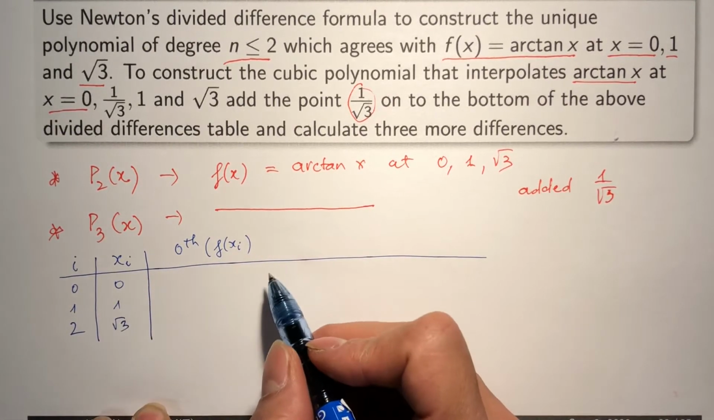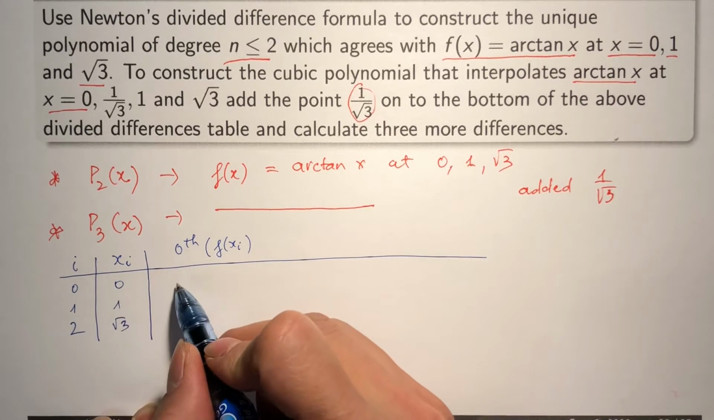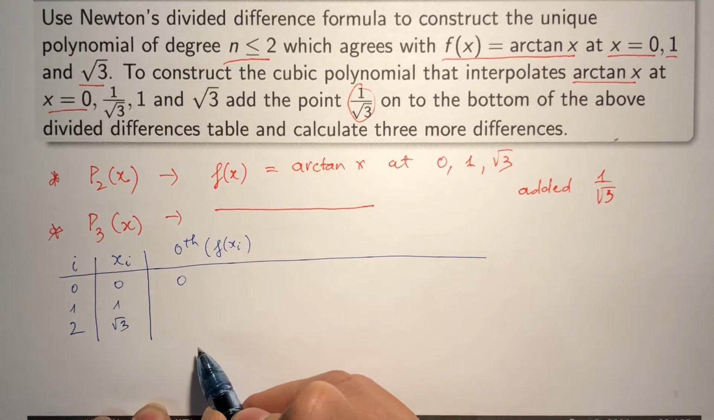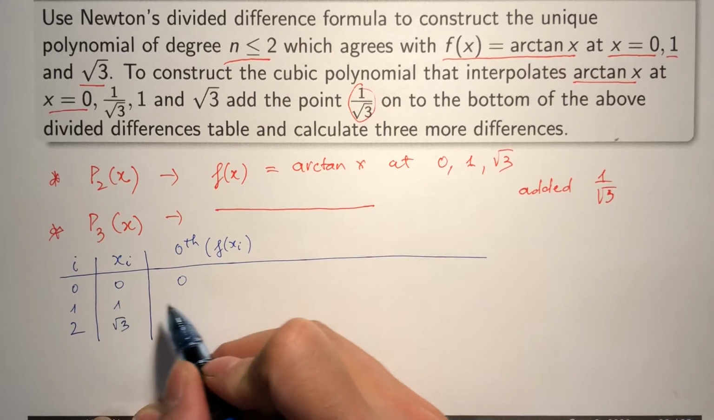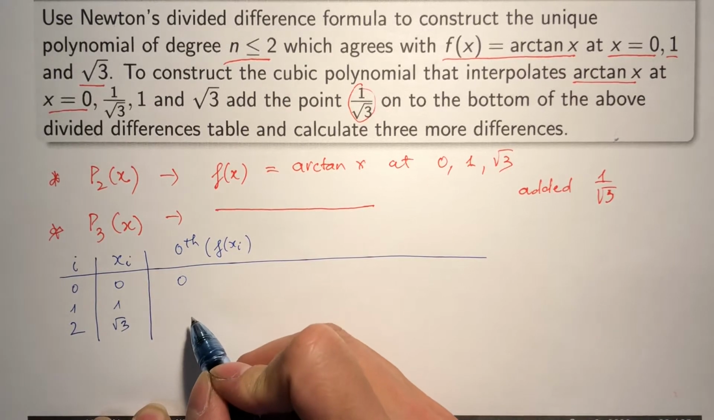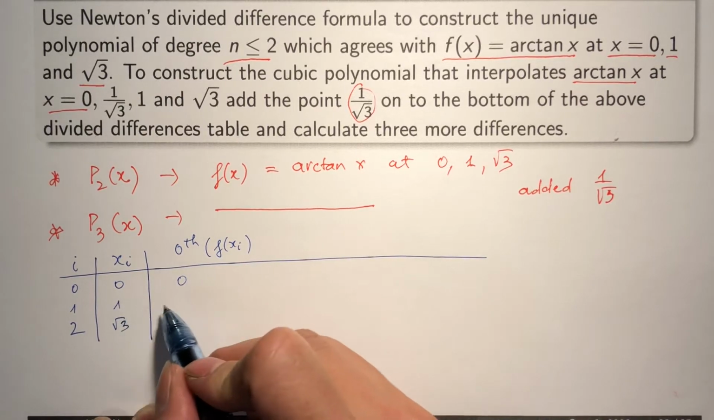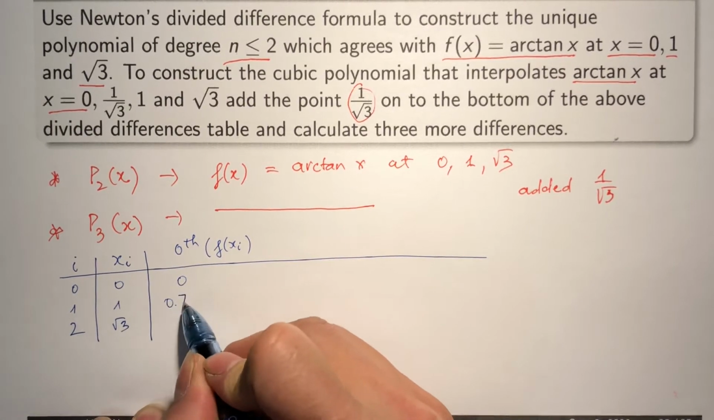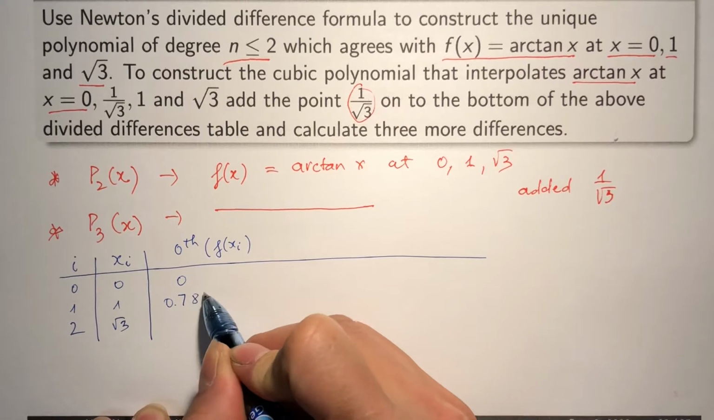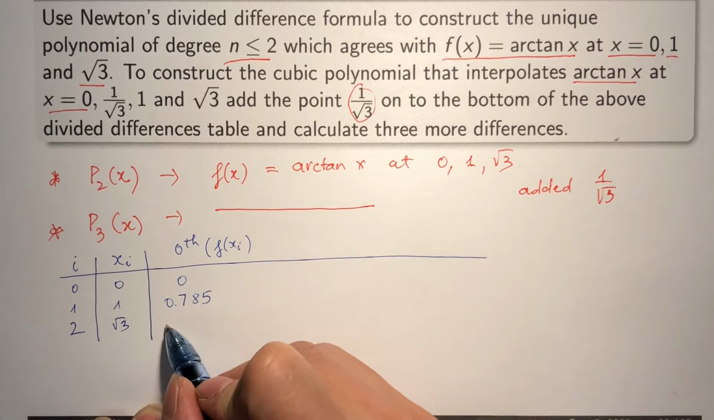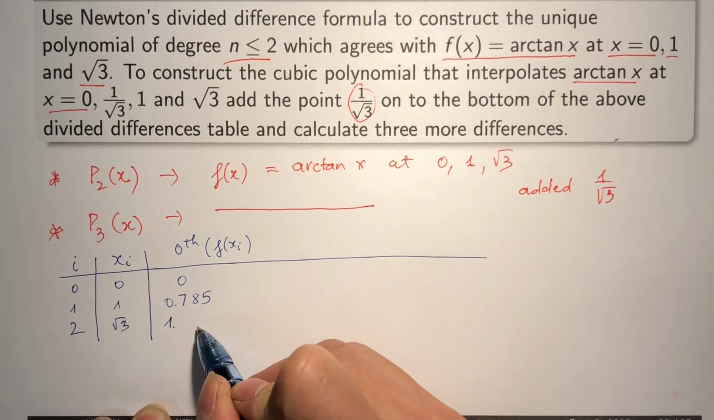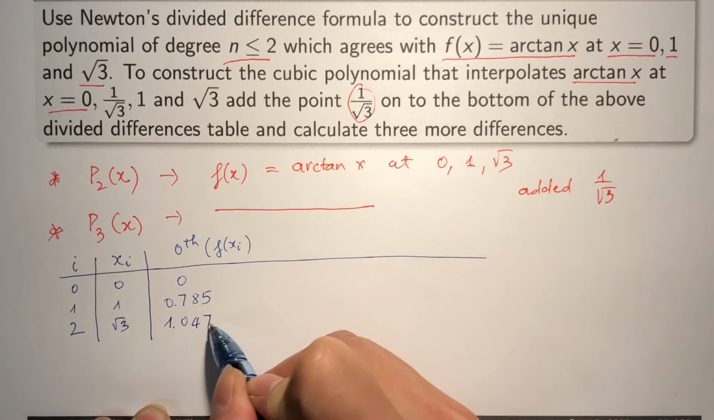Arctan of x at 0 is 0. Arctan at 1, you need to use the calculator, okay? Arctan at 1 gives you the answer 0.785. Arctan at √3 gives you the point 1.047.